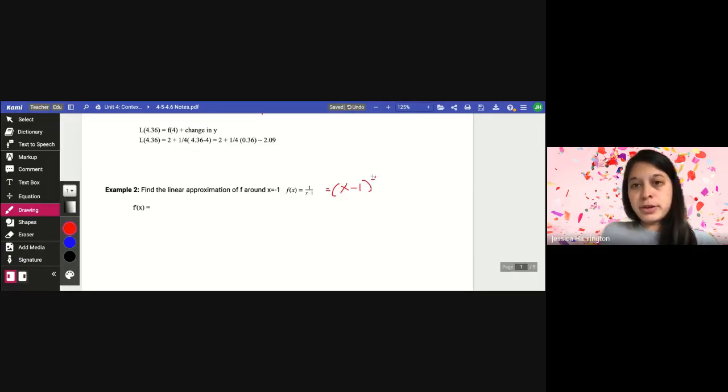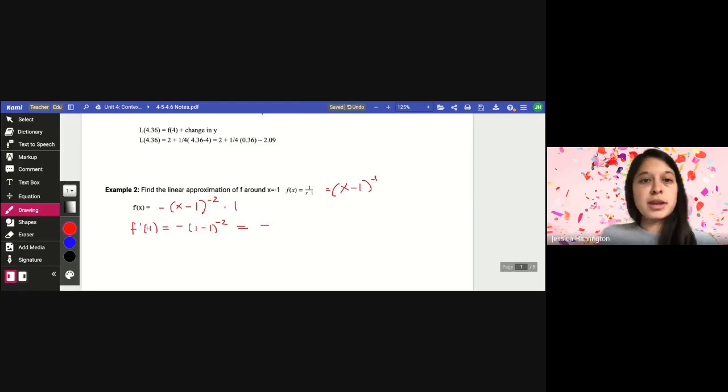You end up with f prime of x equal to negative x minus 1, all raised to the -2, times the derivative of the inner function, which is just 1, the derivative of x, just using the chain rule. So if I need to find the slope at 1, let's plug in 1. F prime of 1 equals the negative of 1 minus 1 raised to the -2 power.